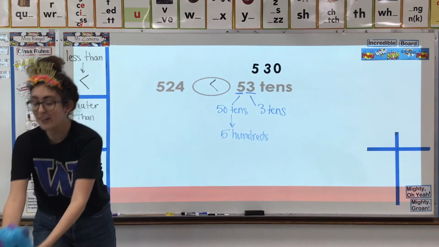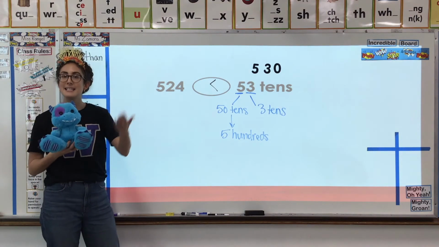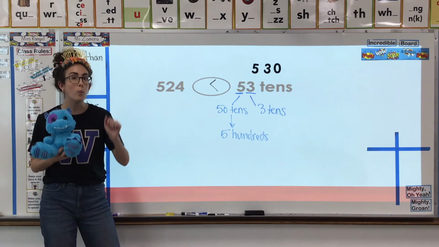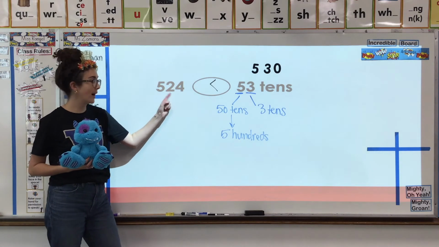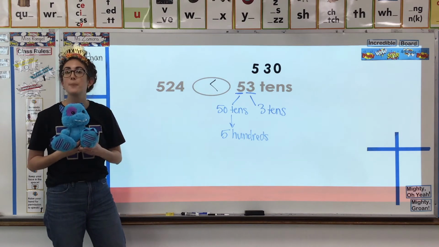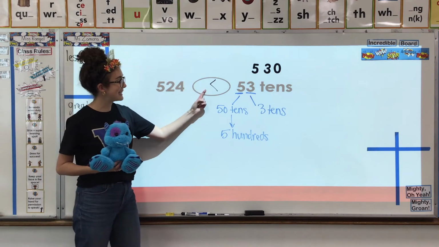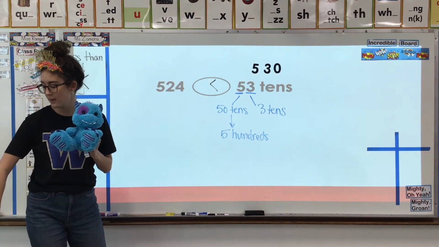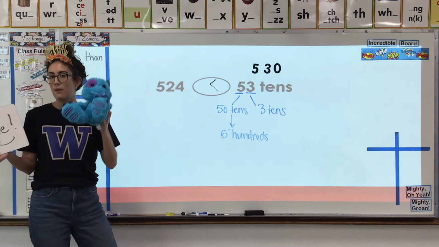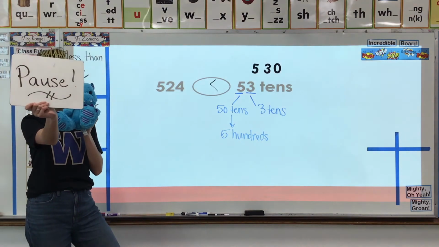Okay, back out our conversation buddies go. It's time to talk to them for a second time. Now, second grade, with your conversation buddy, you are going to explain to them why 524 is less than 530. What do you notice about the place value that tells you why 524 is less than 530? I want you to explain why this is true to your conversation buddy and then come back. Okay, pause the video and go talk. Pause.